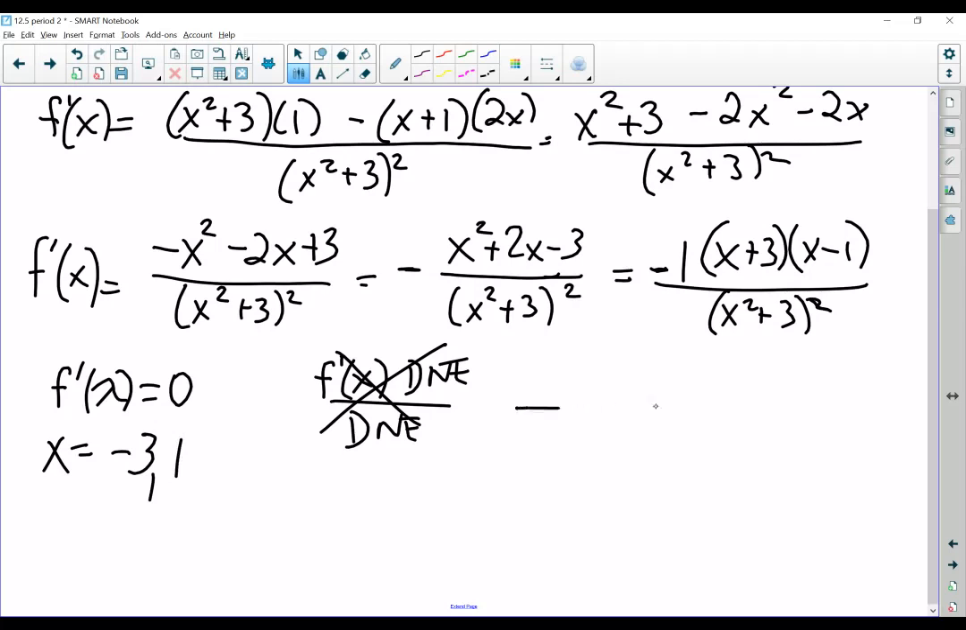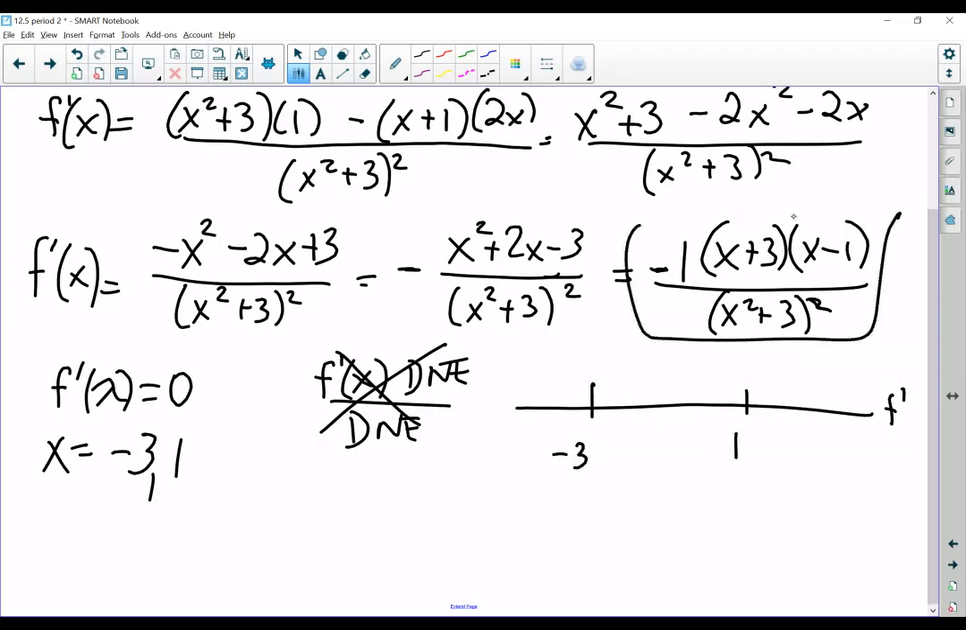So now I'm going to make a sign chart for my slopes. And I'm going to put negative 3 and 1, and I'm going to test it into this. Now what's nice is if I think about testing numbers here into the denominator, because I'm always squaring it, the bottom is always going to be positive whenever I test. So all I really need to worry about then is what happens in the numerator. If I plug in negative 4, I have negative 1 times negative 1 times negative 5. That's going to be negative, and the function is decreasing.